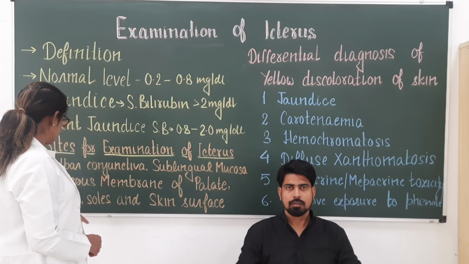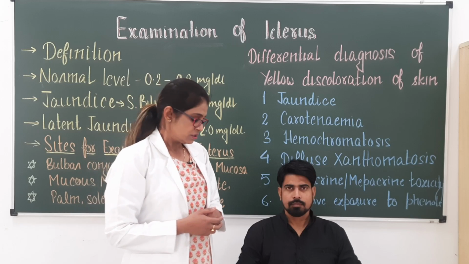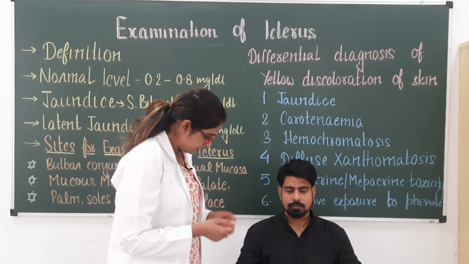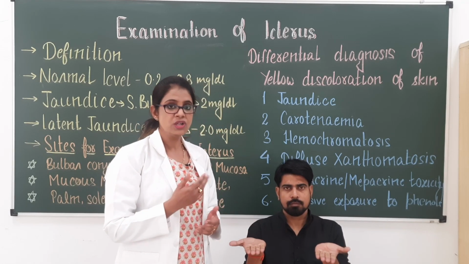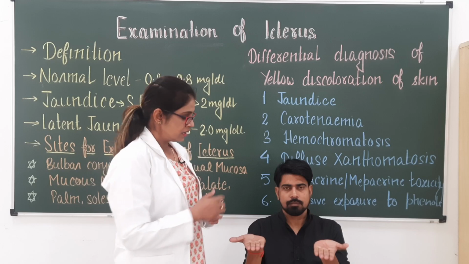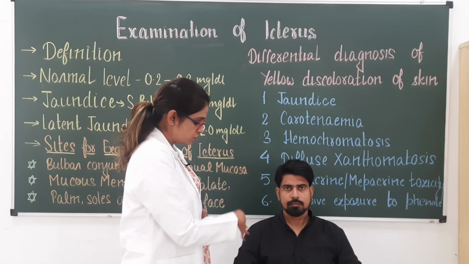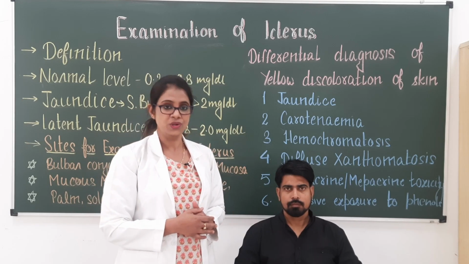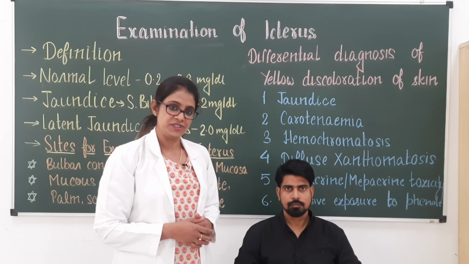Next are the palms, soles and general skin surface. For that you ask your subject to show his palm. No yellow discoloration is there. We will also look at the soles, and also at the generalized skin surface. We can see there is no yellow discoloration over the general skin surface also. So that is how we examine for icterus.